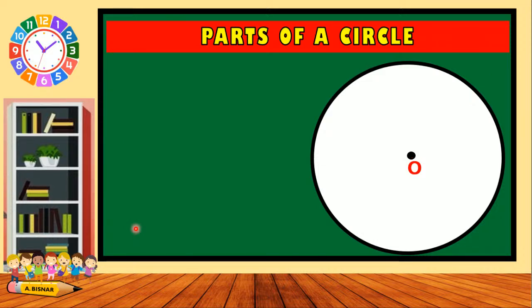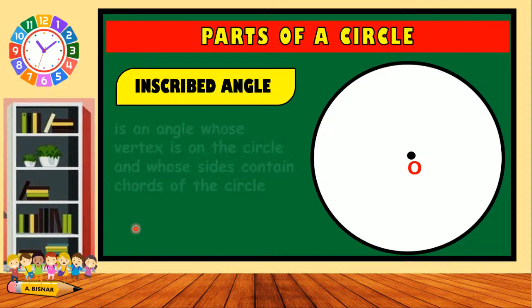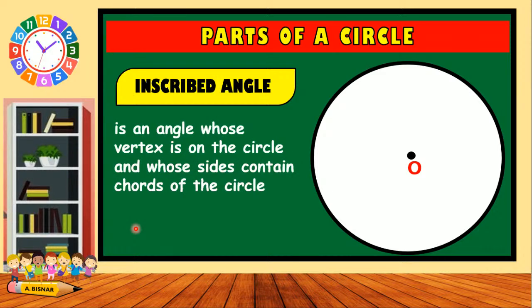Next one. Inscribed angle. It is an angle whose vertex is on the circle. Ang vertex niya ay nasa circle pa rin, pero hindi sa gitna. Kanina, central angle. Ang vertex ay yung nasa center. Kaya nga ang tawag ay central, kasi nasa center.